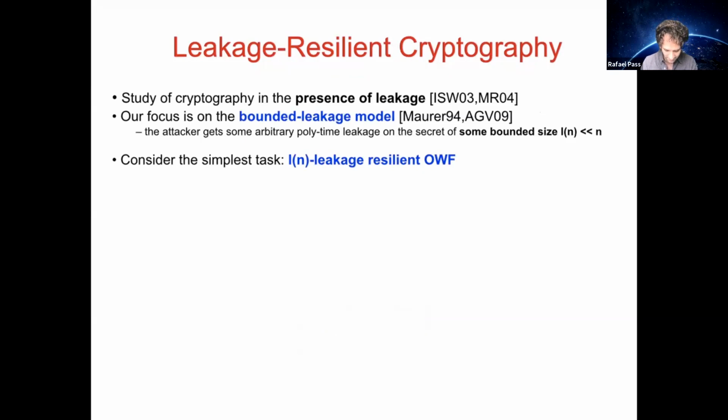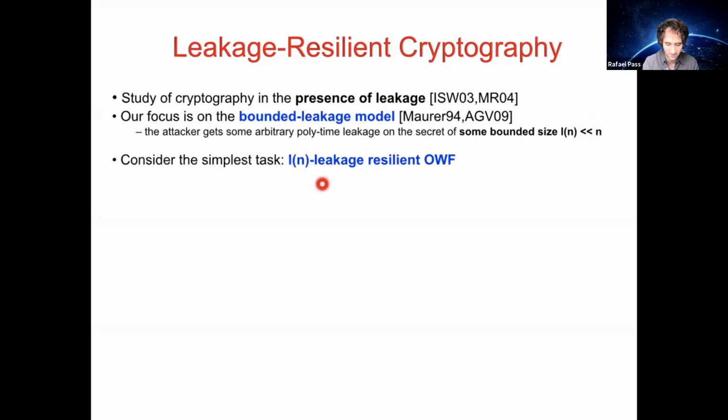And our focus is going to be on what's referred to as the bounded leakage model. In this bounded leakage model, the attacker gets to see some arbitrary polynomial-time computable function of the secret of the honest players, with the only restriction that the output of this function needs to be of some bounded size L. And for this to be non-trivial, L needs to be significantly smaller than the length of the secret key.